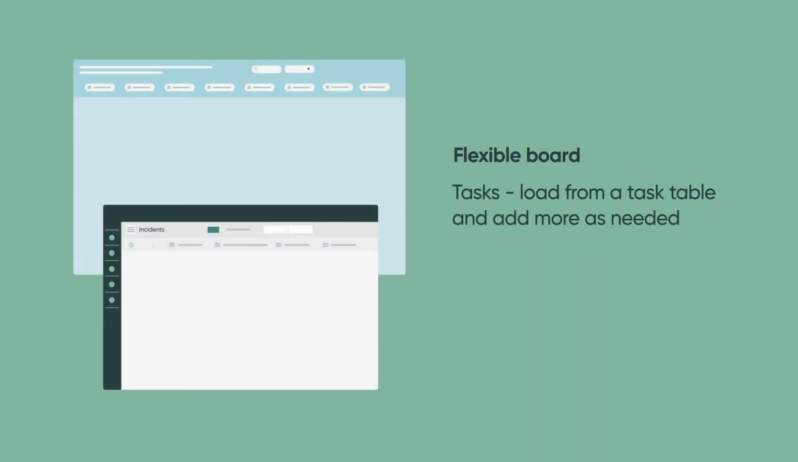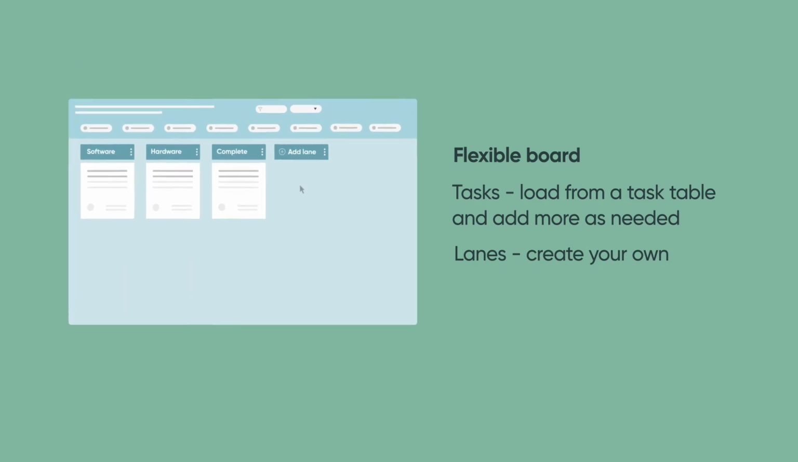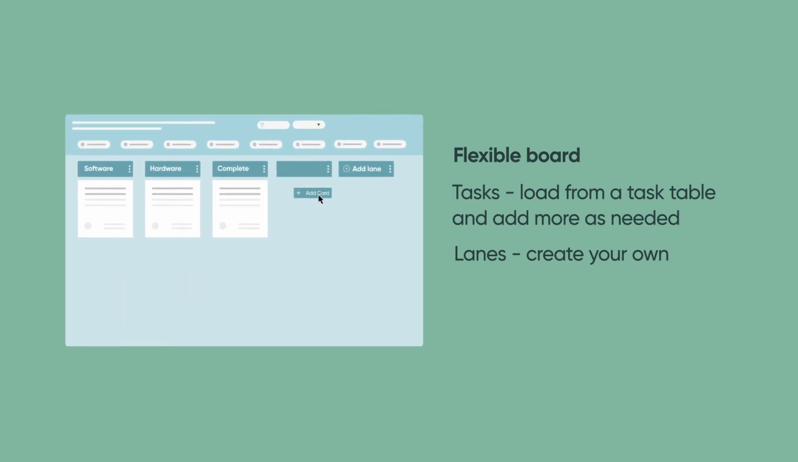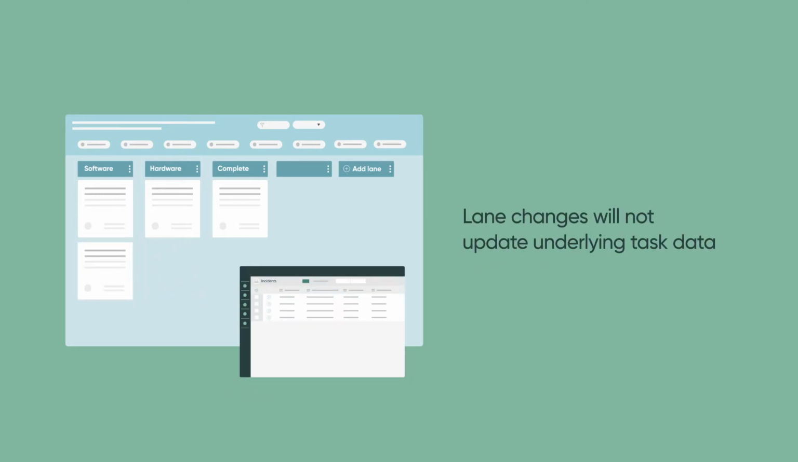Flexible boards allow you to load tasks from a task table, like incident, and place them in customizable lanes that you create. You can add additional tasks and organize tasks by moving them between lanes as needed, just like in the freeform board. Flexible boards are the best option when you don't want to impact the existing work or workflow on the platform, such as when you want to create personal to-do lists, planning exercises, etc. In a flexible board, lane changes will not update underlying task data. In other words, they will not be shown outside of the board.